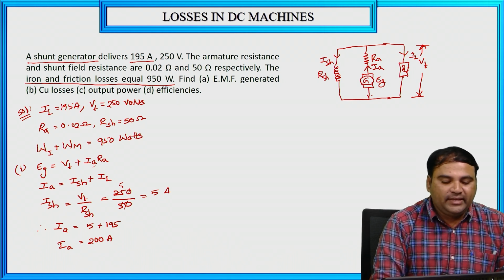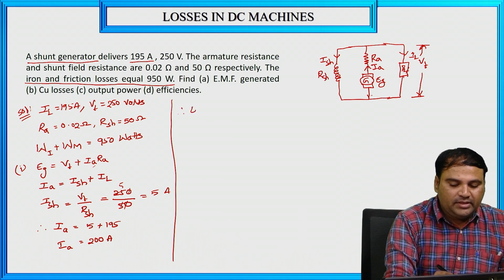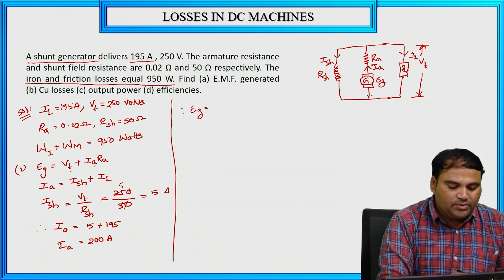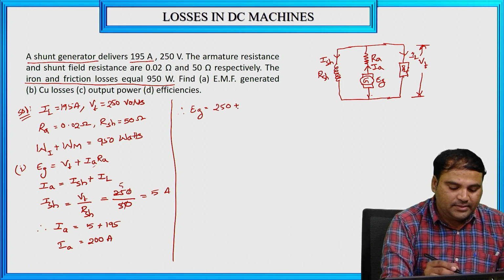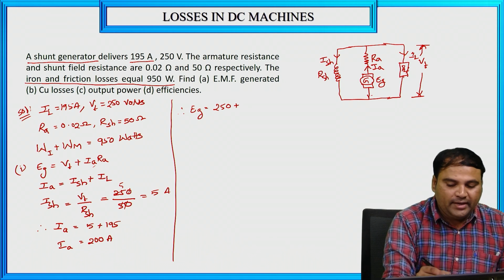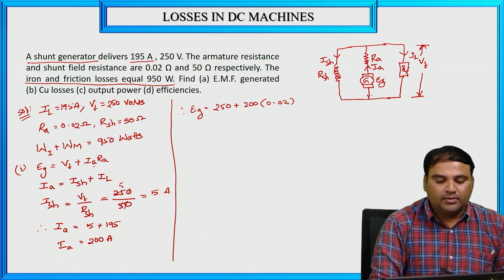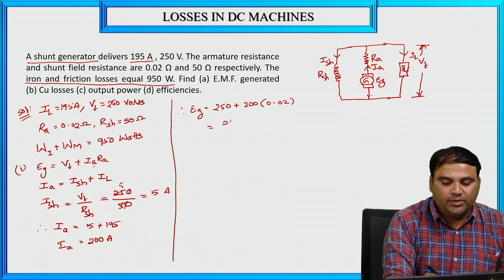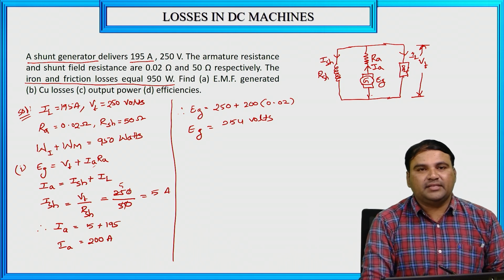Now find out EG. So therefore EG equal to VT, what is VT? 250, plus IA 200 into RA 0.02, that is equal to, we'll get 254 volts is the generated voltage of the given shunt generator. Here is the first bit.